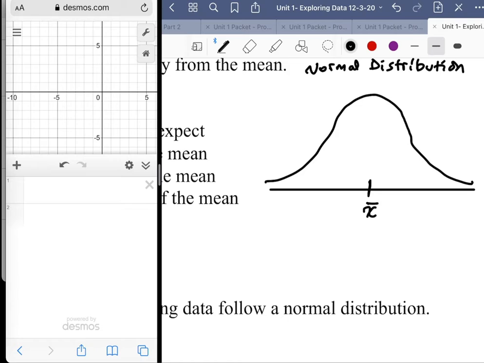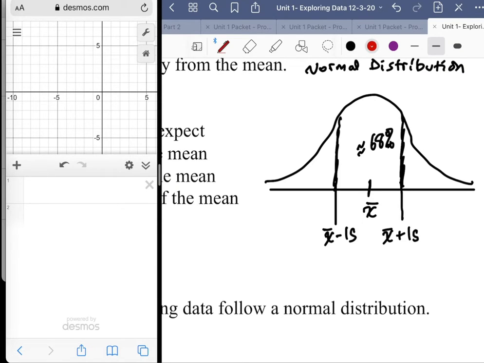If we deviate from the mean by one standard deviation, and that's going to vary from data set to data set, I would be increasing my mean by x bar plus 1s, and decreasing my mean by x bar minus 1s. If it is a normal distribution, about 68% of the data will lie within that interval.